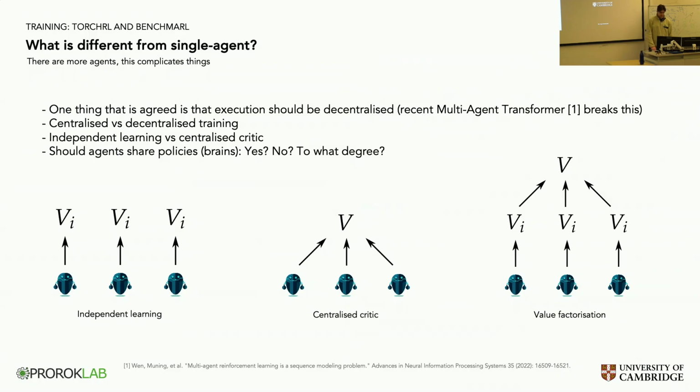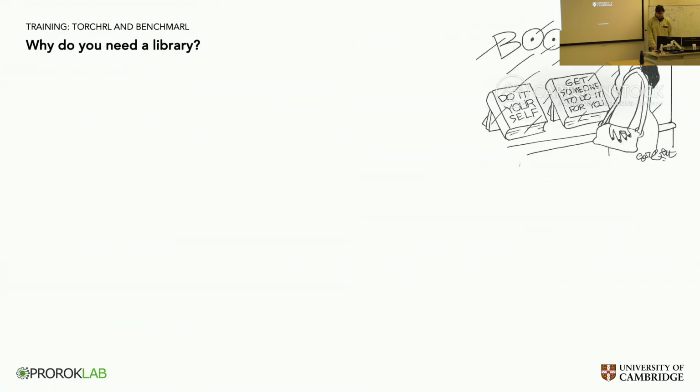And then another dimension is: should the agents share their policies? Yes or no. This is the parameter sharing question, which emerges only when you have multiple agents. So hopefully we now think that we need learning for our problem, and we kind of know which centralization or decentralization we want for the architecture. Do we need a library for our research problem?